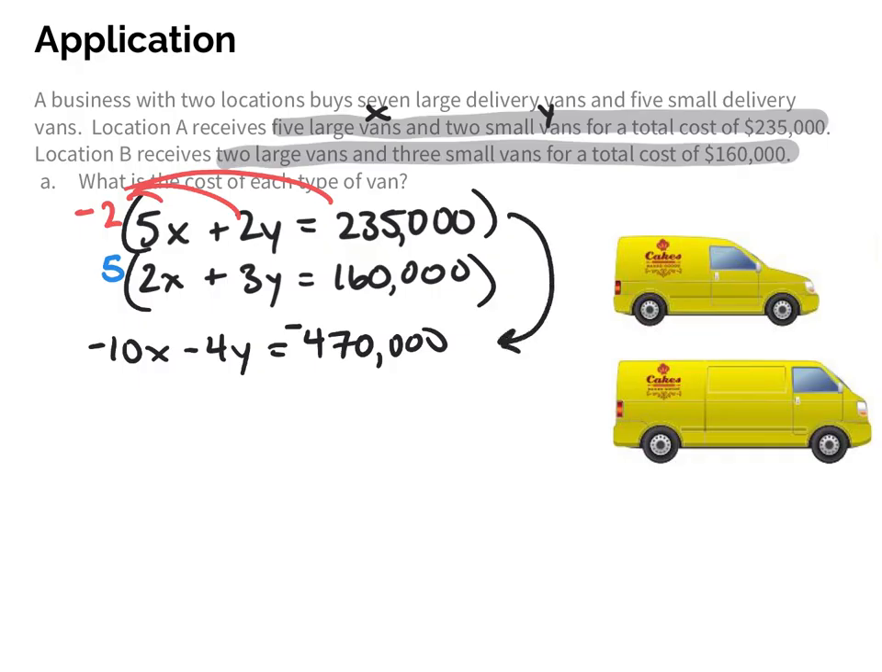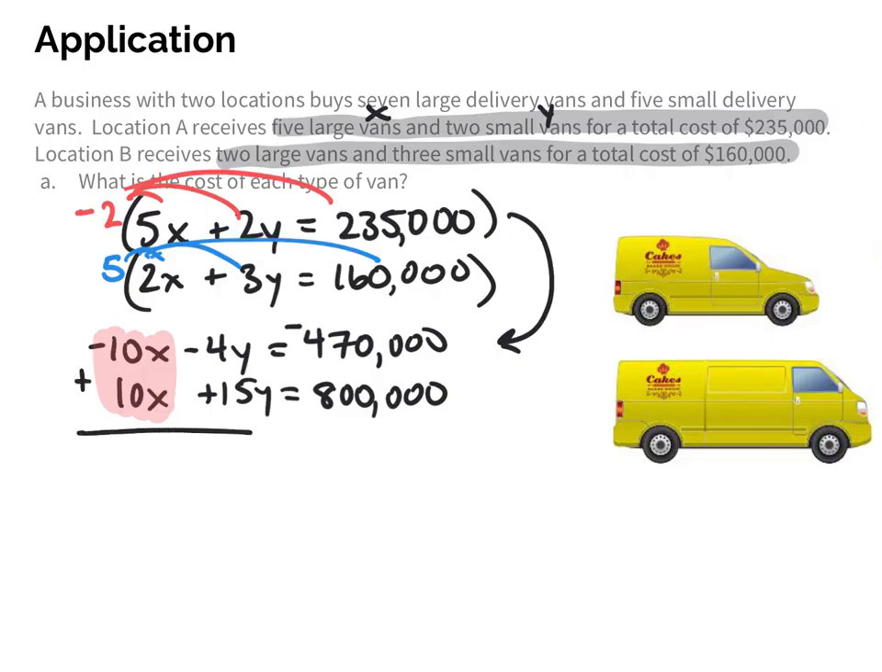Now my second equation in blue, I'm going to multiply by 5. So 5 times 2 would give me 10x. And then I'm going to multiply the 5 by the 3 as well as the 160,000. So I would get plus 15y equals 800,000. Wonderful. Now I have my two equations set up so that the x values are going to cancel out. When I add these together, -10x and 10x cancel.